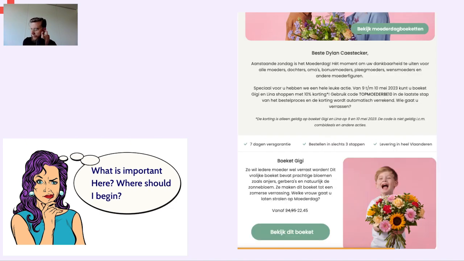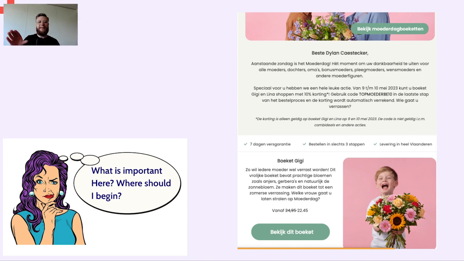Another example here in this newsletter is, okay, they want to tell the user a lot. It's a flower company and they send you some bouquets and stuff like that. And I might think that as an owner of such a company, you have a lot of nice images of nice bouquets, which you can use as a sell point for a user. But they chose to use very much text here as a sell point.